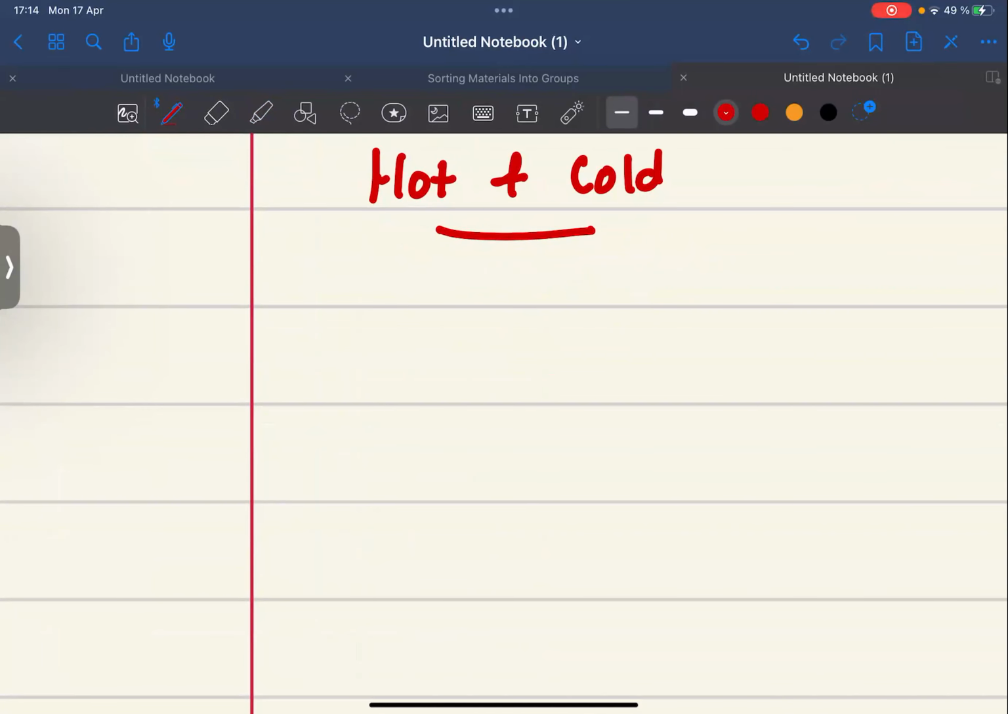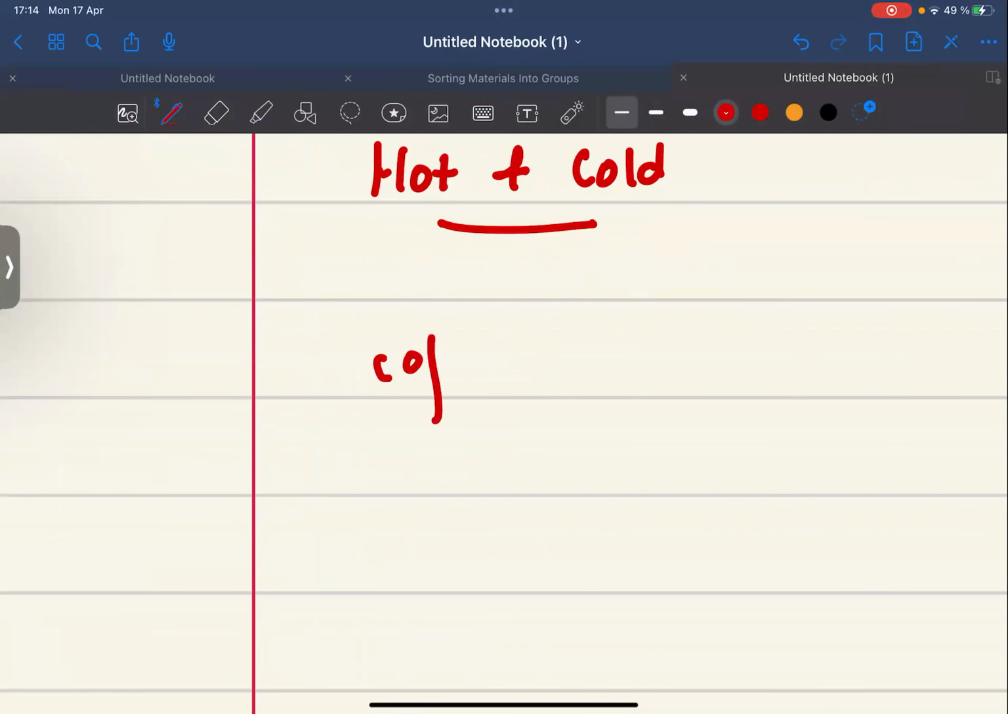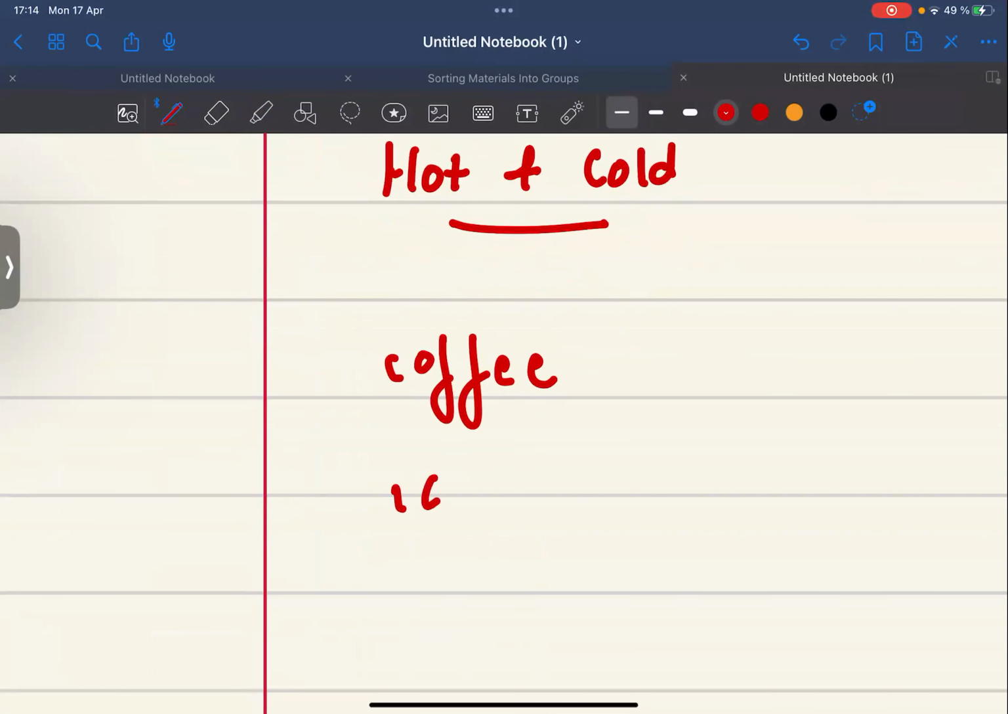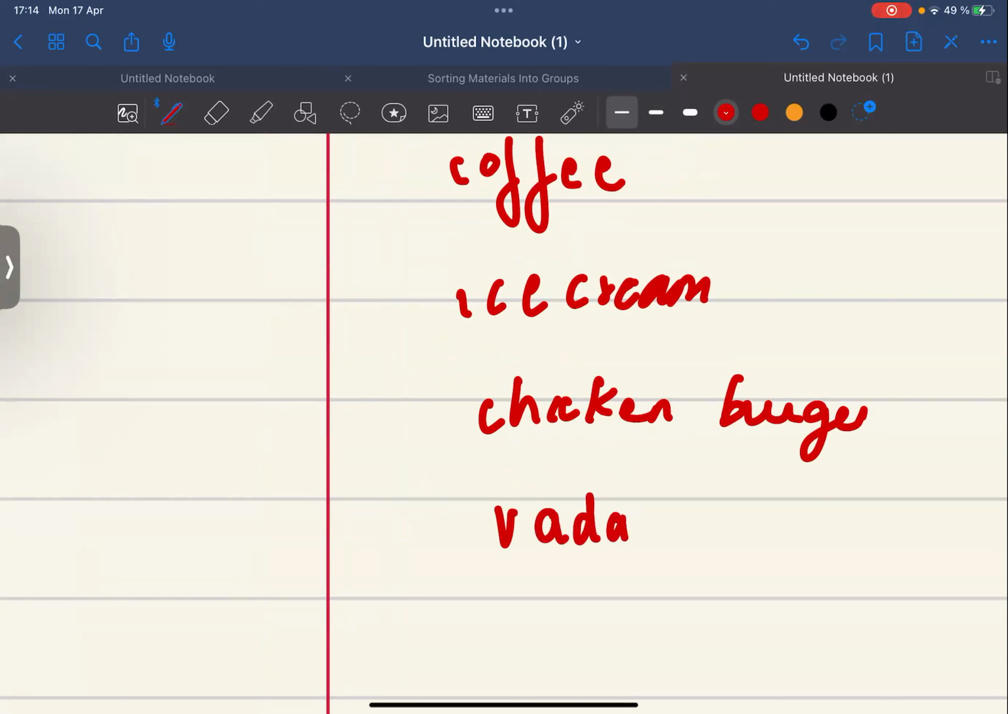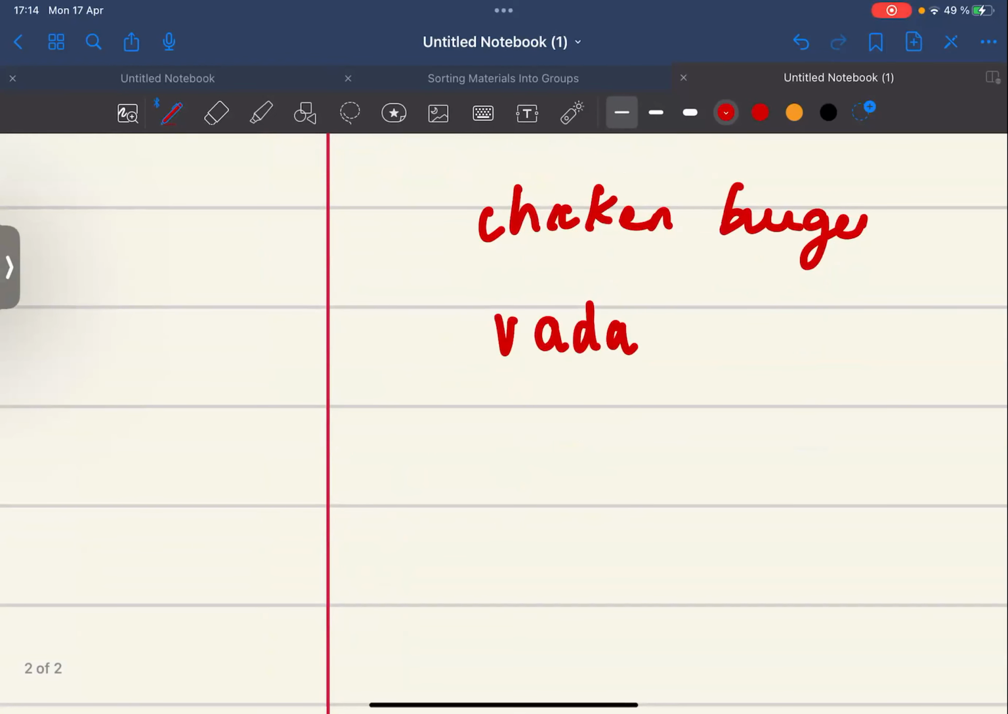So in the morning you're having a cup of coffee, and then you're going out with your friend, you're having ice cream, and then you're just having ice cream as a small starter, and then you're going to a restaurant, you're having a chicken burger at the restaurant. Okay, and then you're coming home, your mom is making vada, and then she's making some cold coffee.